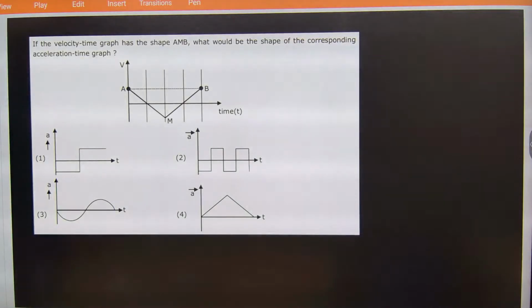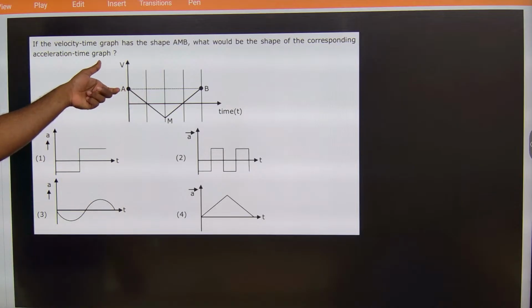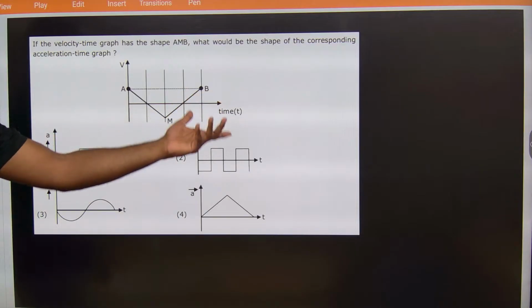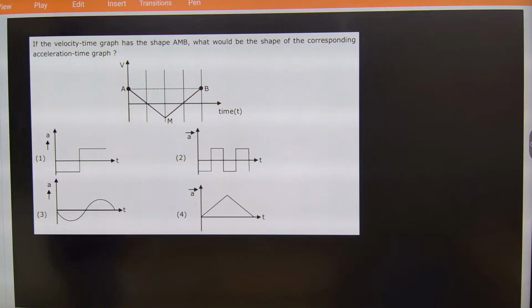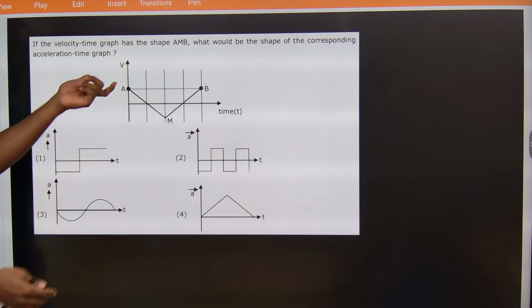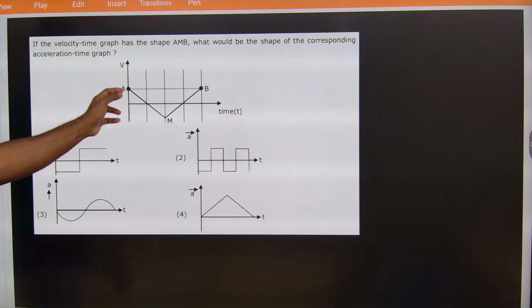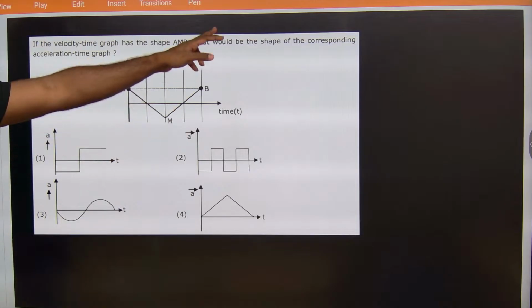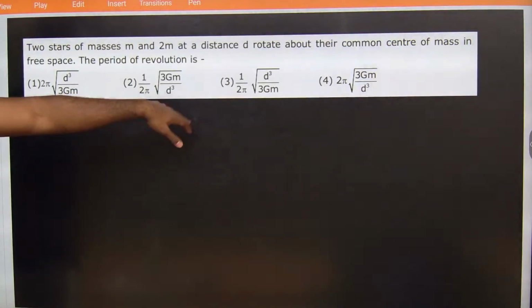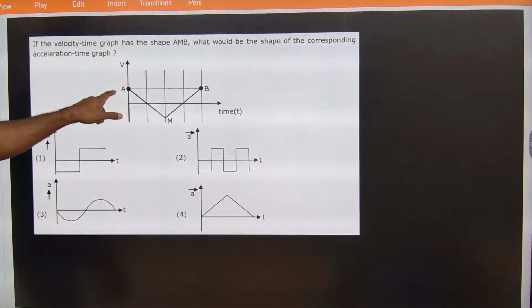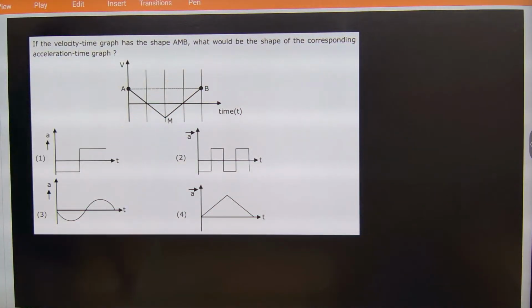The next question is: if a velocity-time graph has the shape AMB, what would be the shape of the corresponding acceleration graph? Here negative acceleration takes place and then positive acceleration takes place. When I draw the tangent, it is a constant deceleration and a constant acceleration. So this is negative and this is positive.